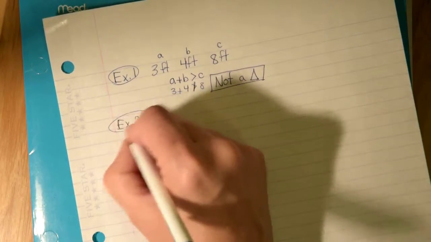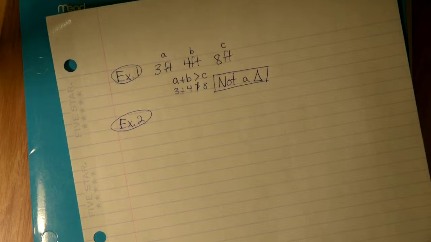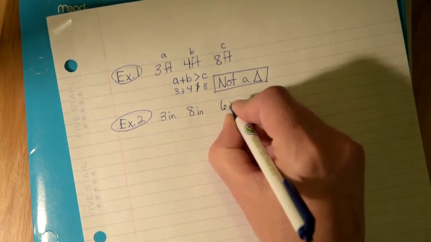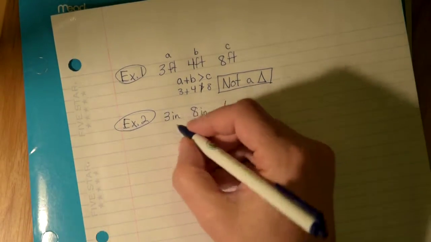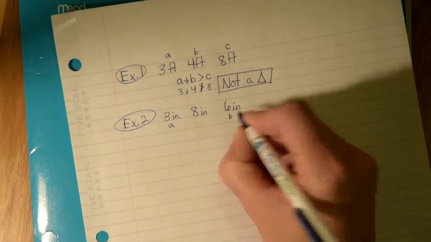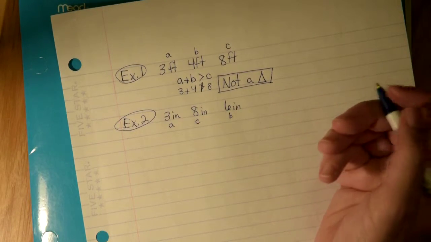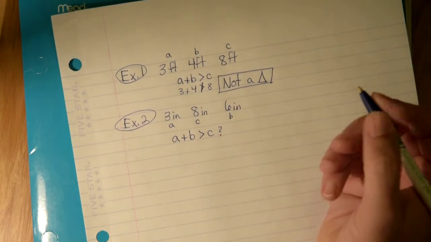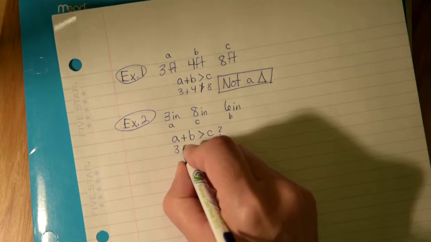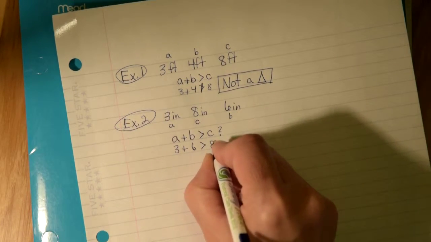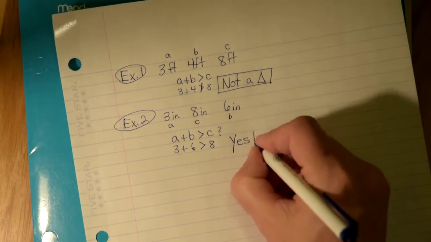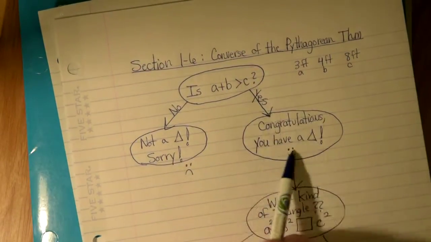Example 2. Let's say I have 3 inches, 8 inches, and 6 inches. Labeling my ABCs. So A, B, and this one has to be C because it's the longest. Now, let's do this test. A plus B, is it greater than C? 3 plus 6, is that greater than 8? Well, yeah, because that's 9, that's 8. So, yes. The answer was yes, and so we have a triangle.